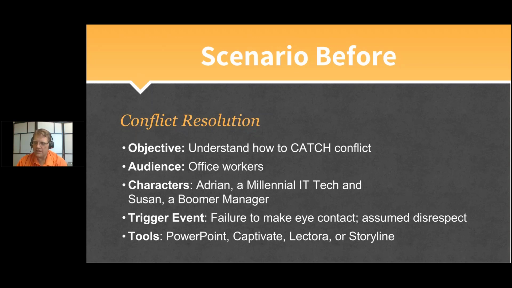The audience that it was initially designed for was office workers, and there are 2 characters that you can see, Adrian and Susan. The event that we're using as the trigger is that Adrian is failing to make eye contact, and so it's assuming disrespect, and there's a conflict blooming there. Again, the tools were created beforehand, and this is something you want to think about as you're designing, as you're preparing this. Think about, here's what this scenario is designed for. How do I want to adjust that to ours?